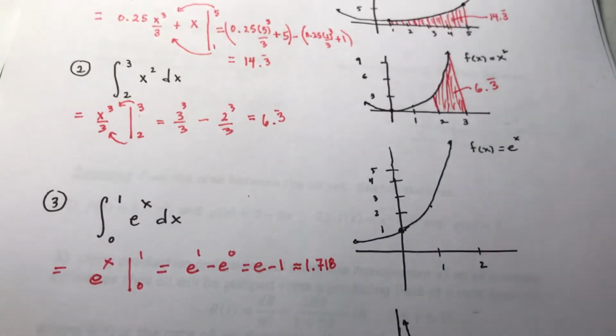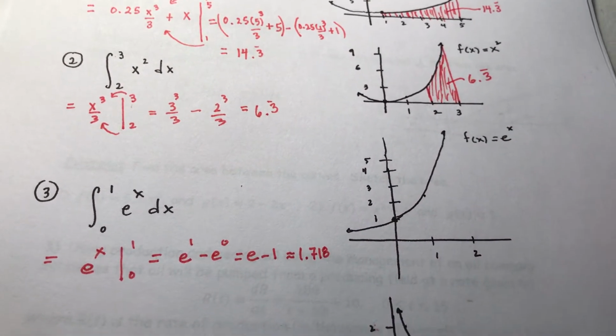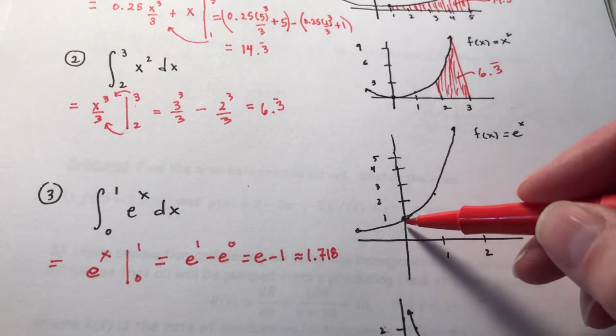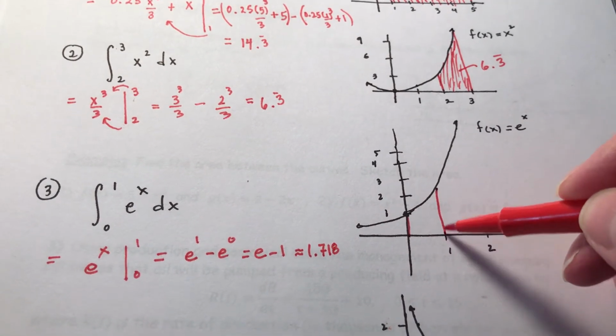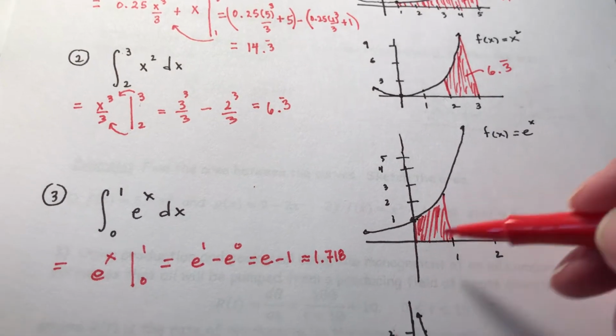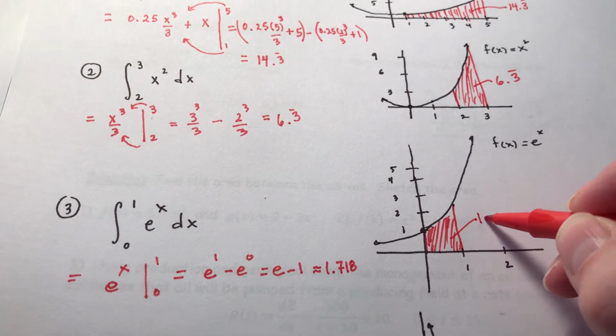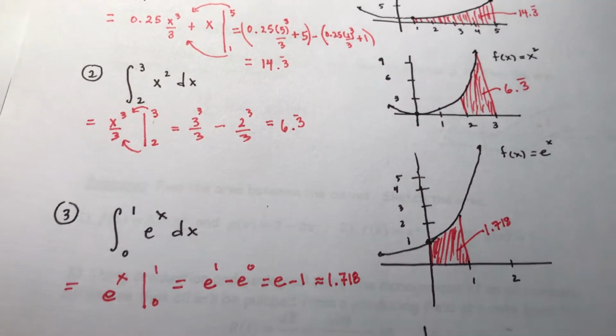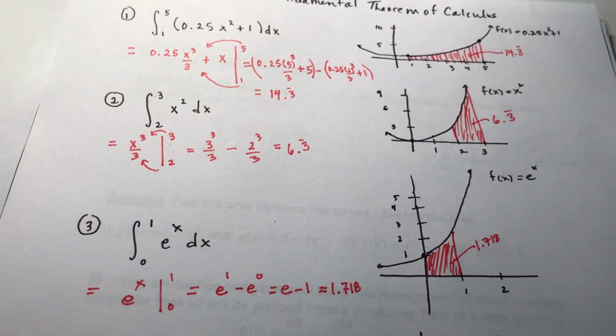And all of these I've already graphed. You can put these on your calculator. And going from 0 to 1 will be from 0 to 1. That is this area. So when I ask you to graph the area, that means you shade it. Okay. That's the exact area there.